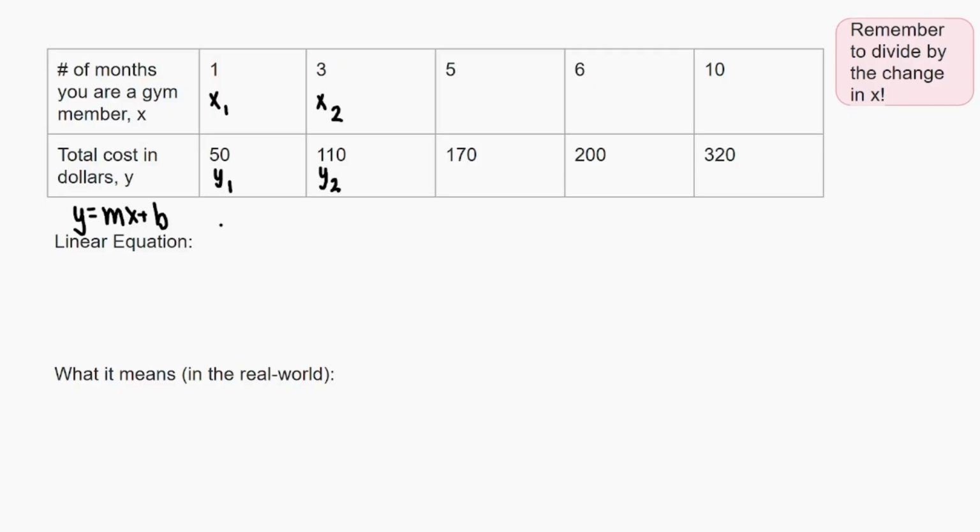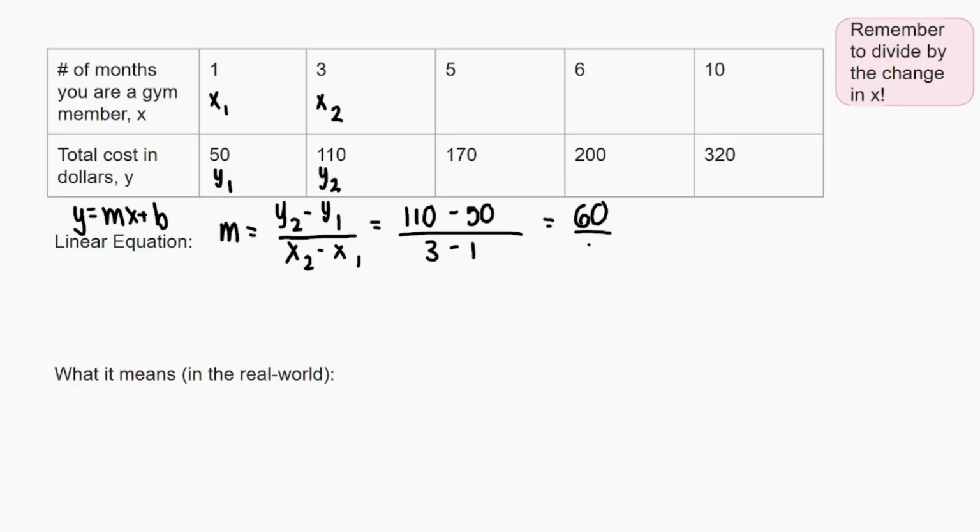To find the slope, we do m equals y2 minus y1 divided by x2 minus x1, which gives us 110 minus 50 divided by 3 minus 1. This gives us 60 divided by 2, which is equal to 30. Now we have m equals 30, so we know our slope. Now we need to find our y-intercept, so basically what our b is going to be.